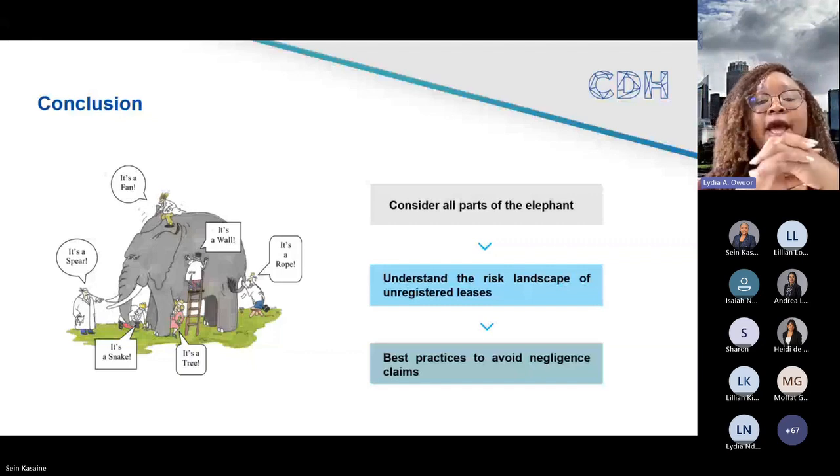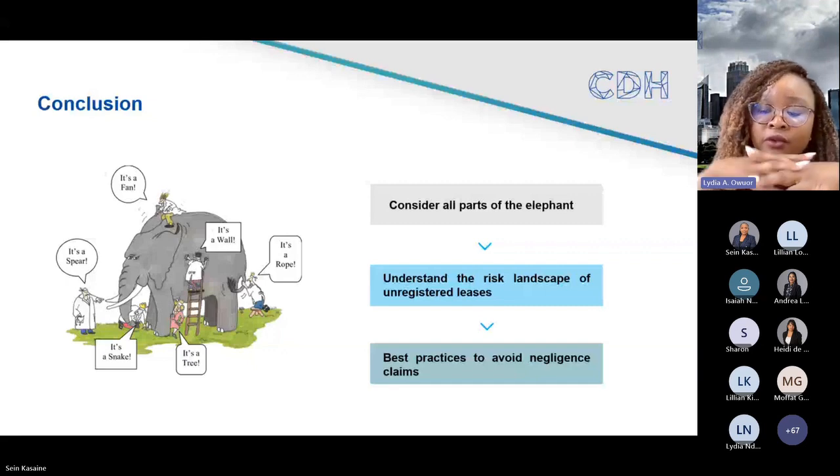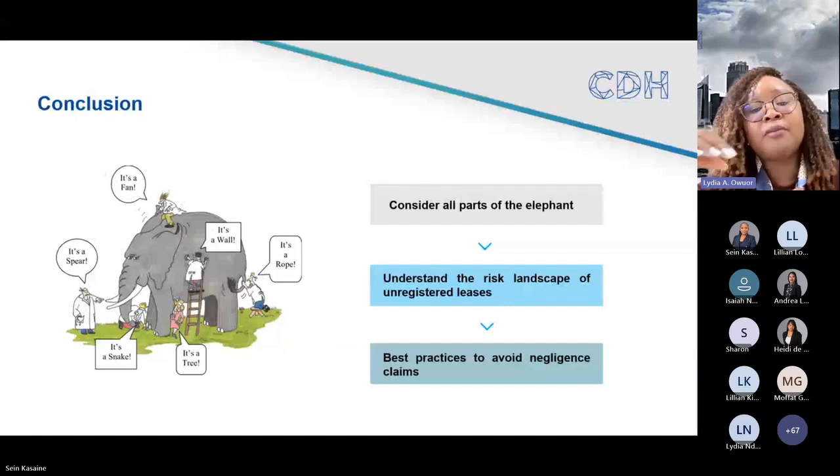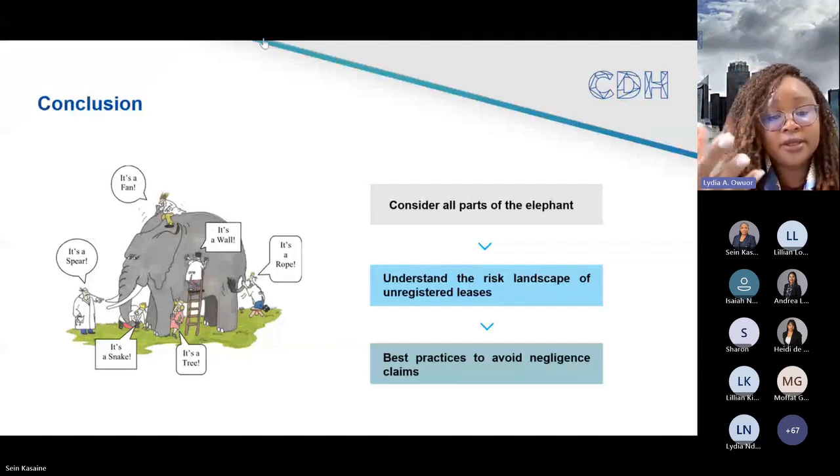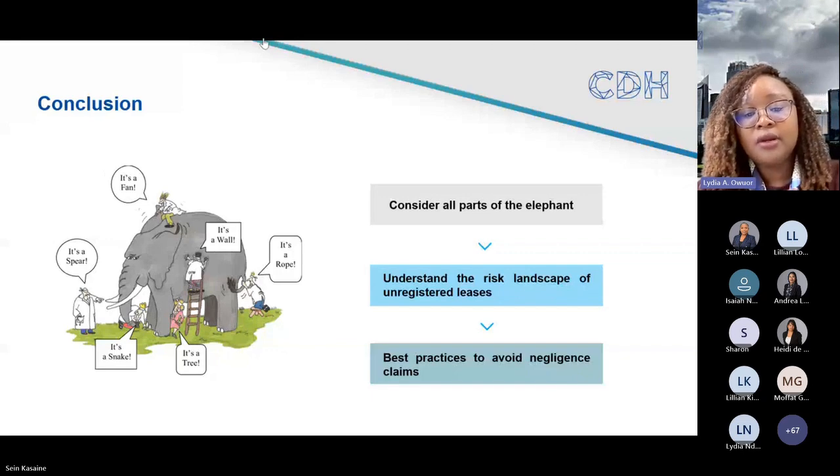Now, in conclusion, I have to say that my overall goal is to guide you on how to think critically about lease agreements and equip you with the tools to navigate these complexities that we're looking at.